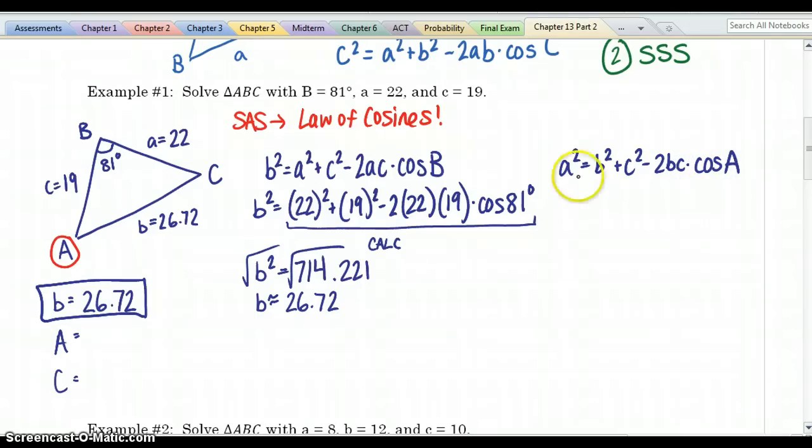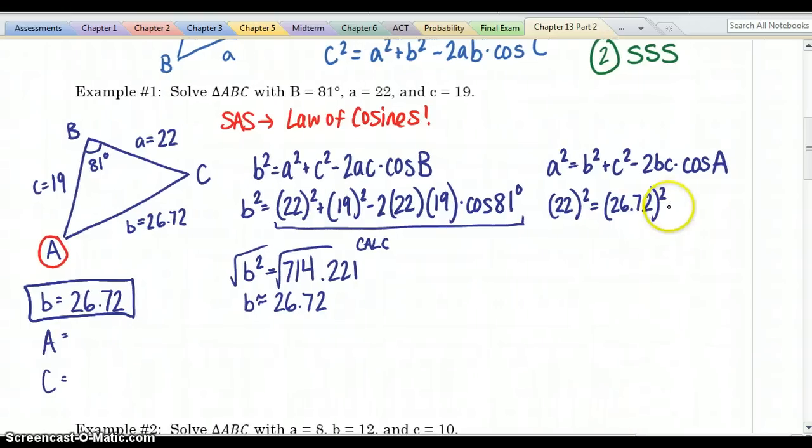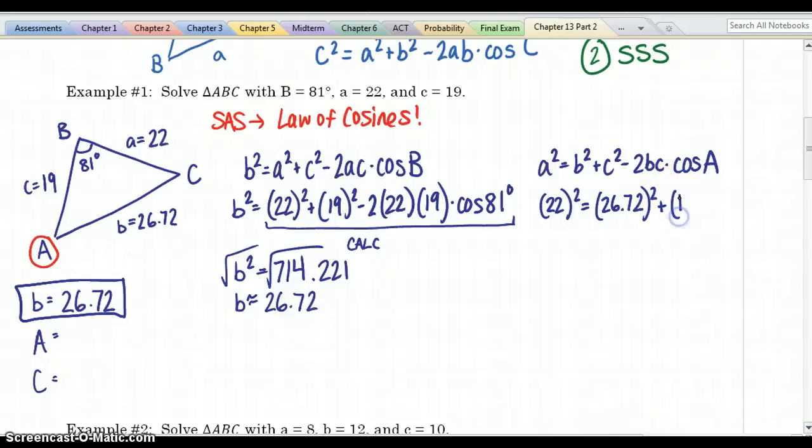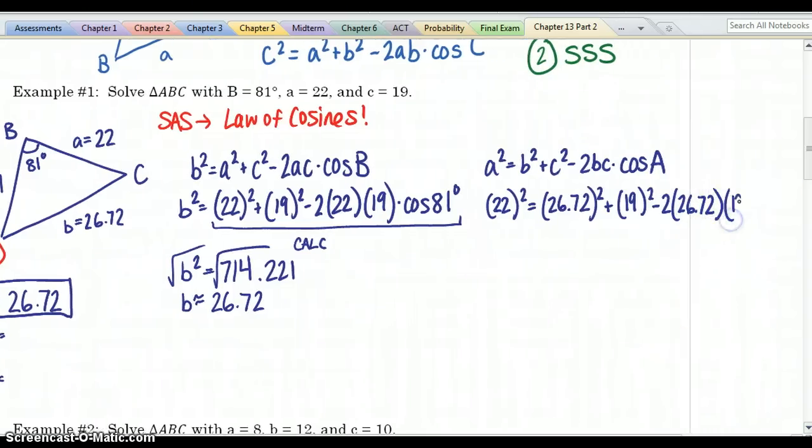Let's go ahead and plug everything in. A I know is 22 squared. B is 26.72 squared. I'm going to be running off the page a little bit here, so hopefully you've got some room. C is 19 squared minus 2 times 26.72 times 19 times the cosine of angle A.